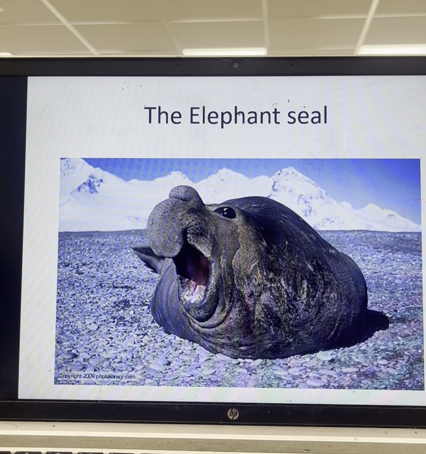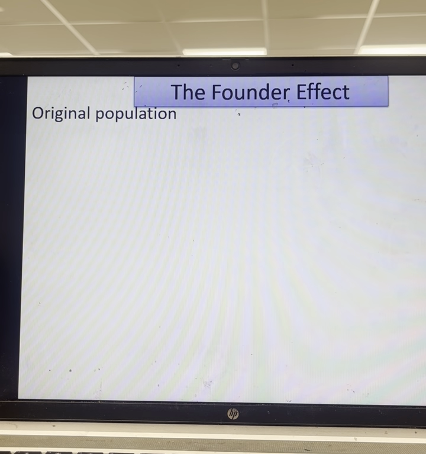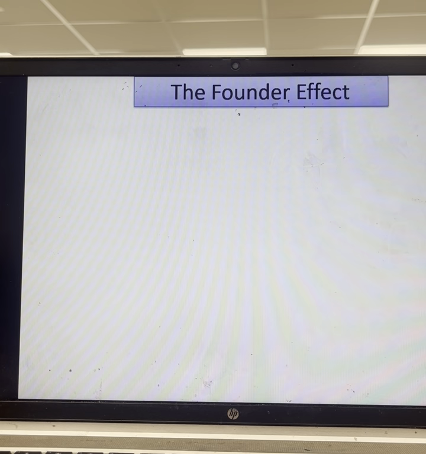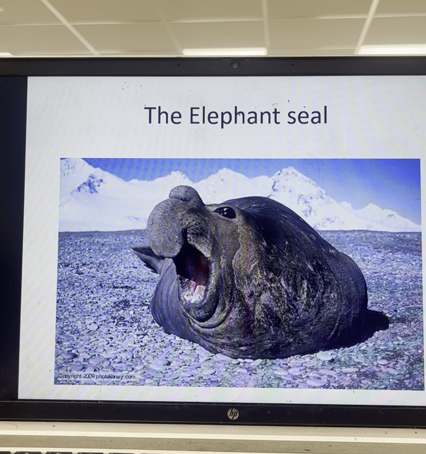The elephant seal. I want to say that's the founder effect. Lord knows. Or was it talking about genetic drift? I don't know what to make of that, but there we go.